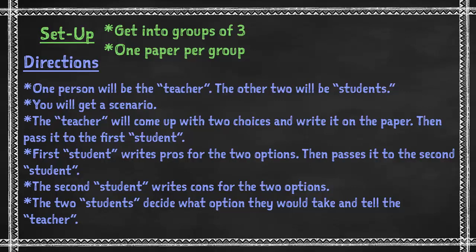Here's how you play. One person will be the teacher. The other 2 will be students. I will give you a scenario. The teacher will come up with 2 choices and write it on the paper. Then pass it to the first student. The first student writes pros for the 2 options, then passes it to the second student. The second student writes cons for the 2 options. The 2 students then decide what option they would take and tell the teacher. Let's begin.